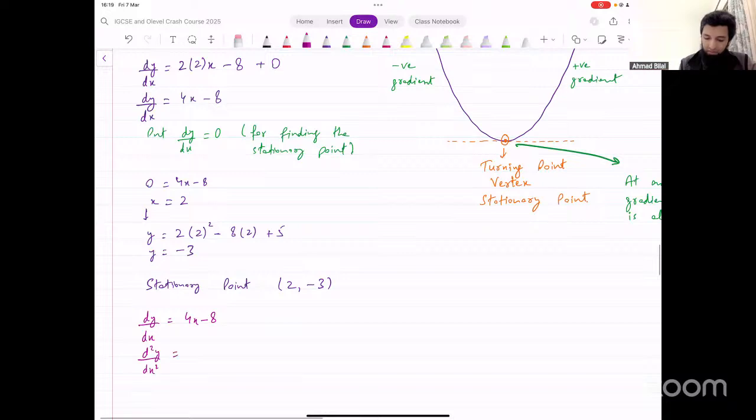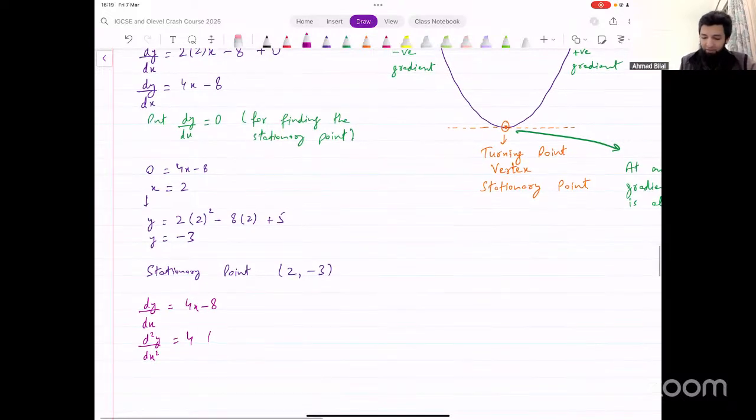What would be the derivative? Derivative of 4x is 4. Minus 8, that becomes 0. This is the second derivative. This is already positive. We don't even have to put a value of x here because it's not in terms of x. Since it's positive, that means it's a minimum point. Okay, if the second derivative is positive, it's a minimum point.